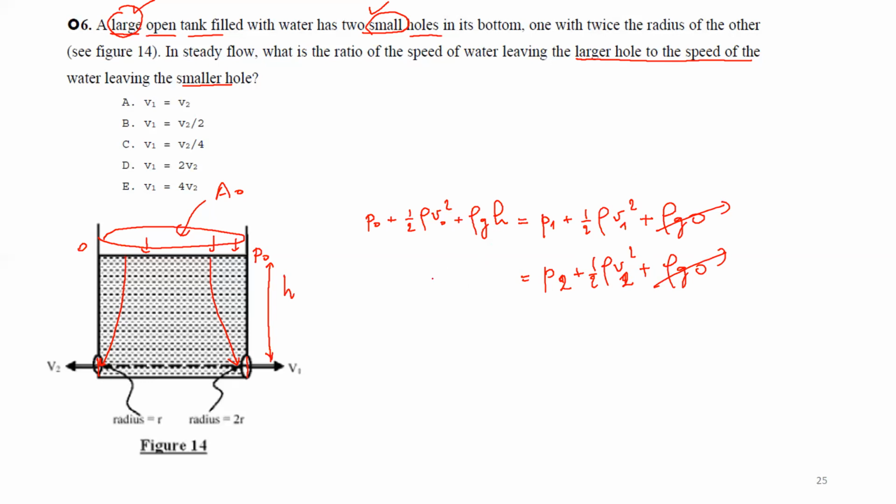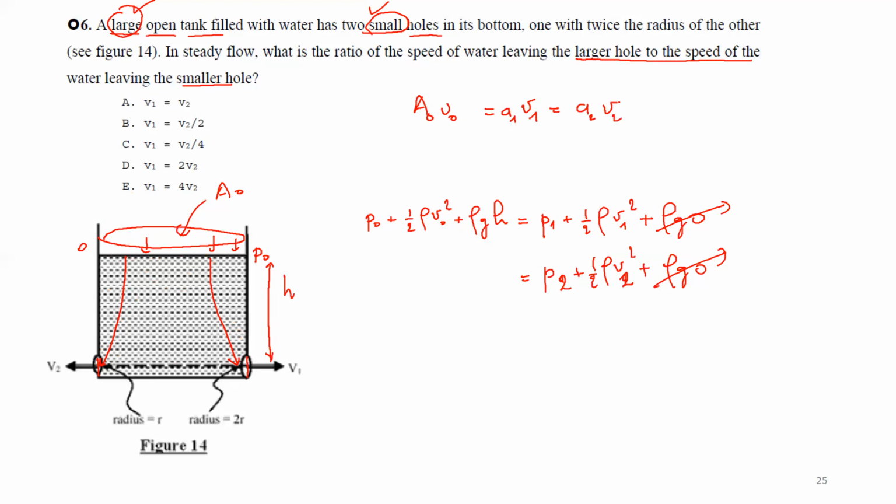Now, let me apply the continuity equation, but again, between the surface of the water and V1 and V2. Okay, the surface of the water and the holes. So I will have A naught V naught is equal to what? A1 V1, which is equal to A2 V2. Okay.